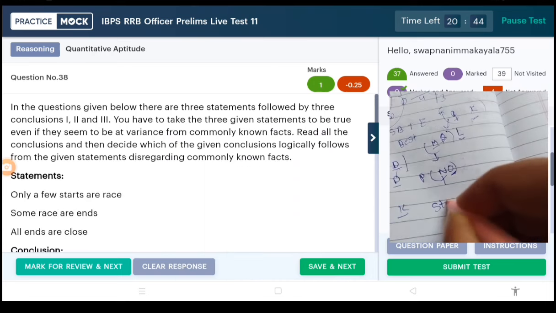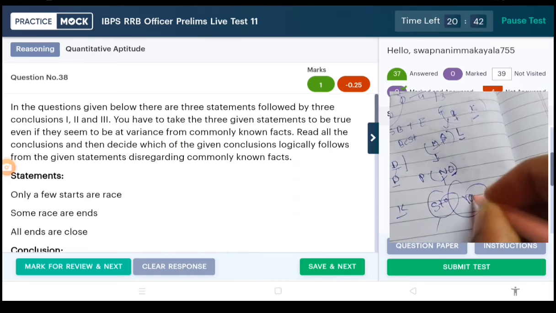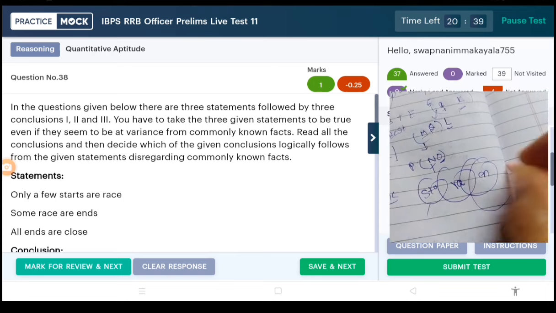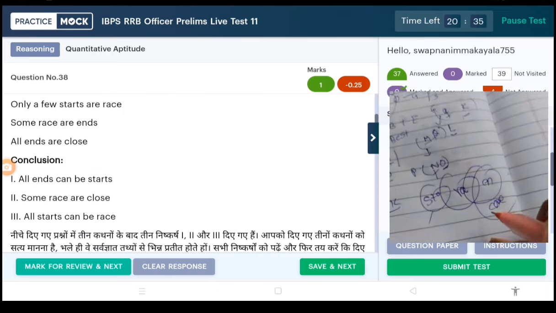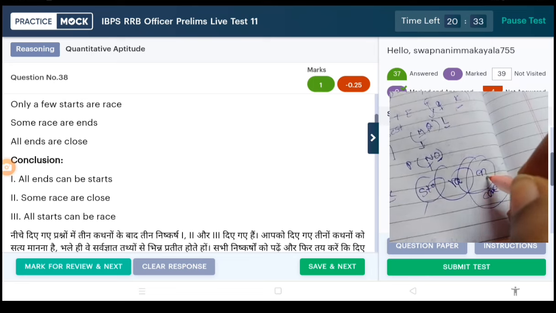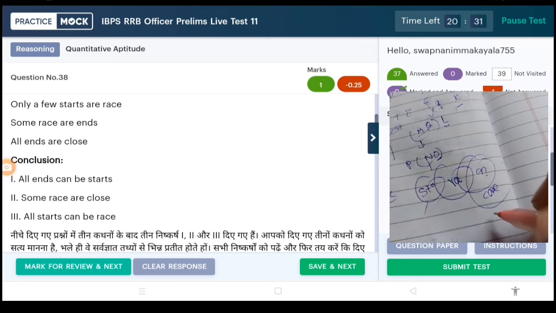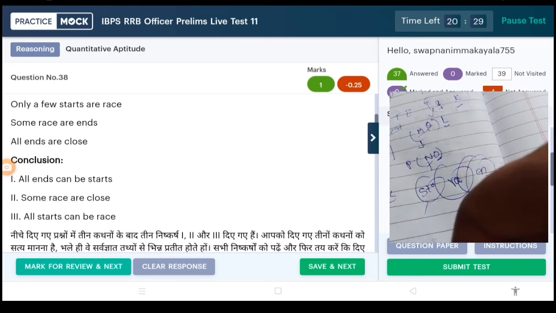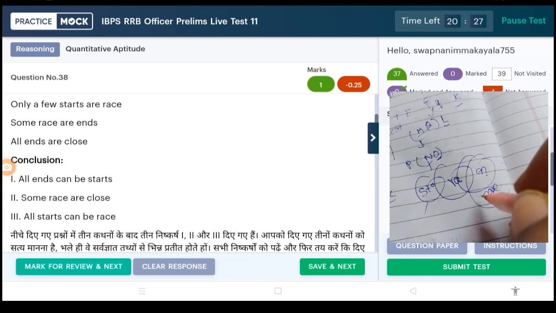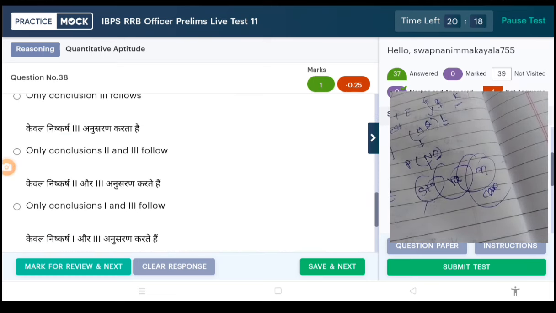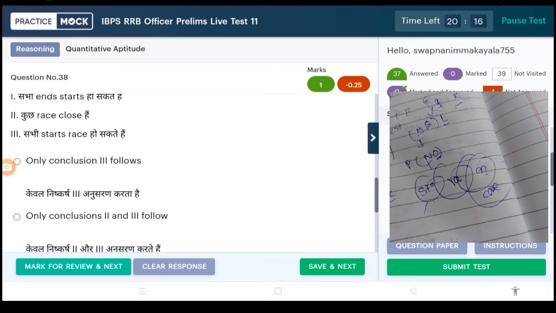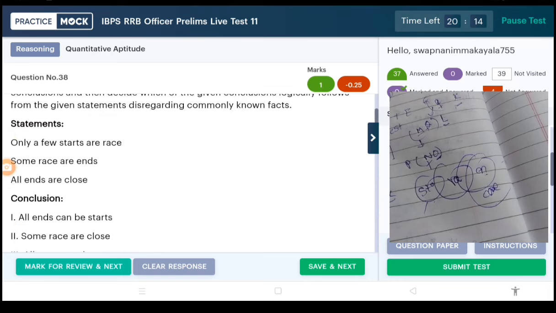Only few starts always, some race ends, all ends close. All ends can be starts, some race are loose, some race are close, all can be race. Only one and two follow.